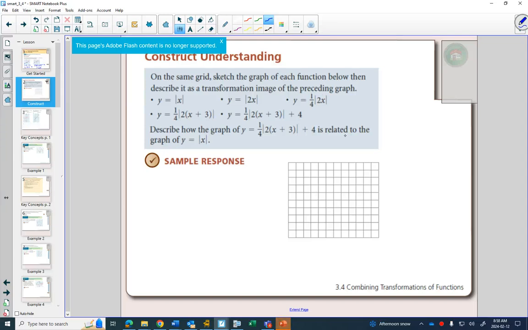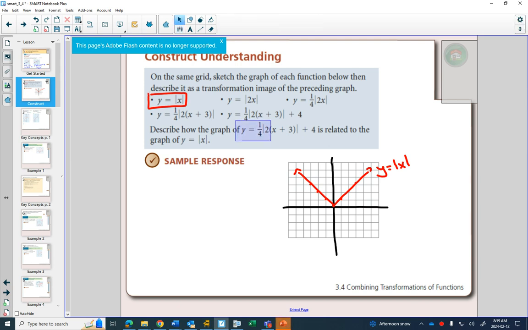Our goal is to start with y equals the absolute value of x, and I will draw that as our original graph. And we want to end with a final graph, we want to graph this entire transformed graph.